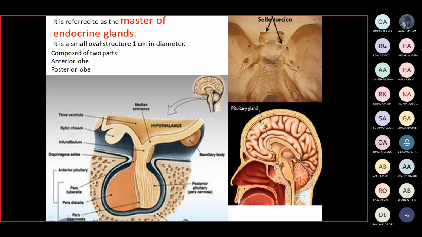Inferior to the pituitary gland is located the sphenoid sinus. The sphenoid sinus is inferior and anterior to the pituitary gland. This is the landmark. Usually we depend on it to localize the pituitary gland on the different imaging modalities.